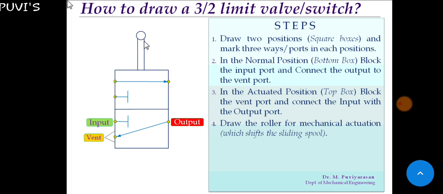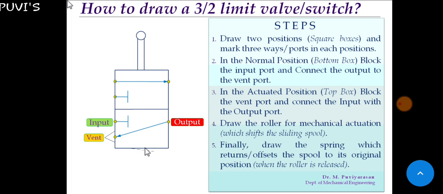Next step is draw the roller for mechanical actuation, which shifts the sliding spool. Finally, draw a spring which returns or offsets the spool to its original position when the top roller is released.